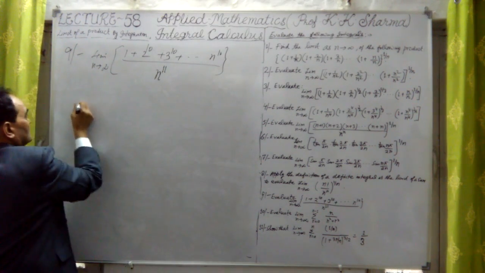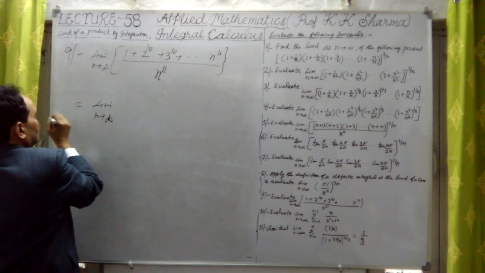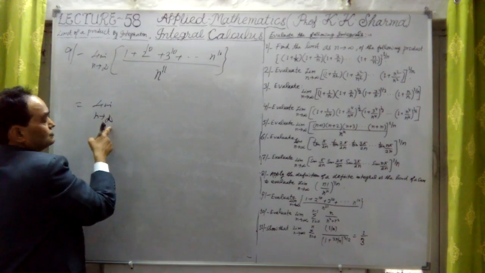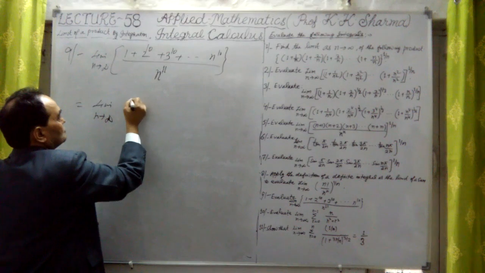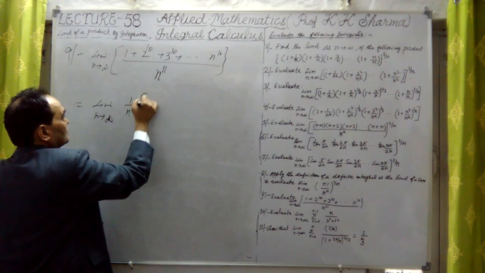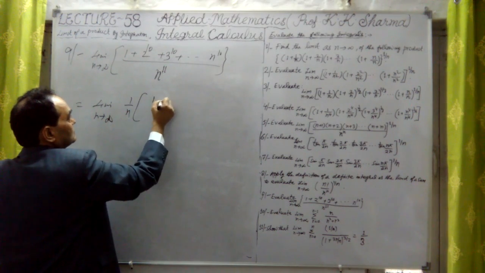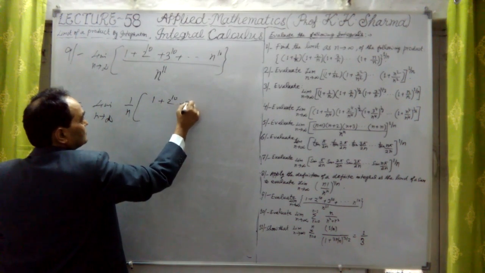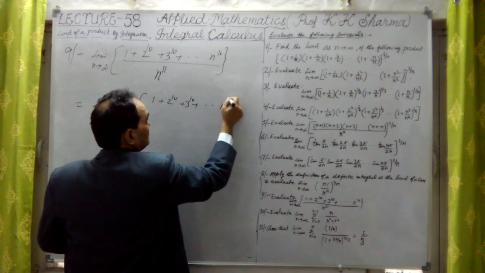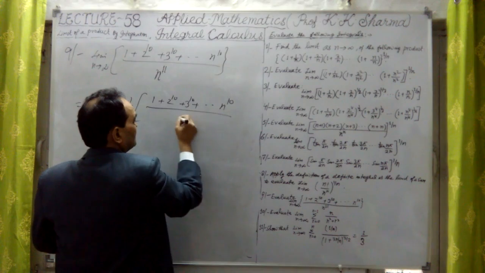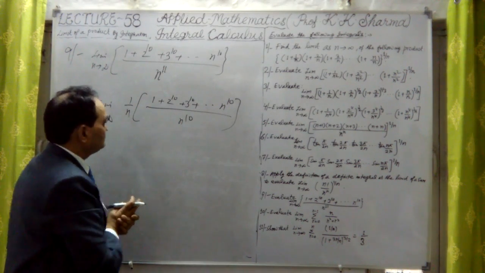Now let me take the limit n tends to infinity, and this is 1 upon n. If I take n raised to power 11 common out of this, it will be 1 plus 2 raised to power 10 plus 3 raised to power 10 plus and so on, n raised to power 10, divided by n raised to power 10. This is nothing but this value.